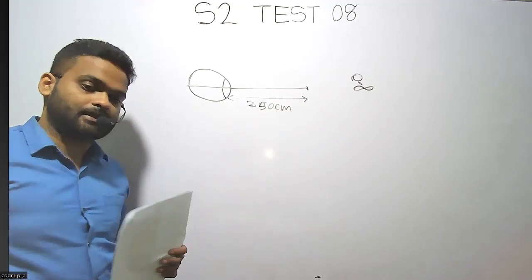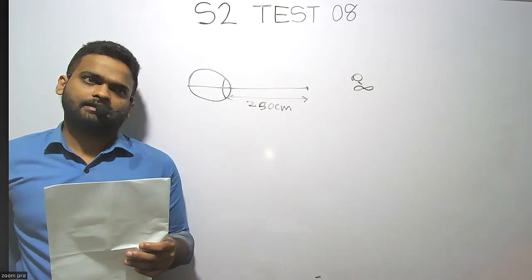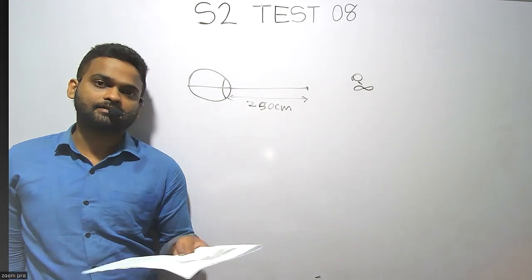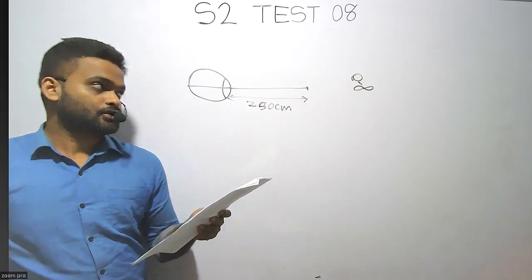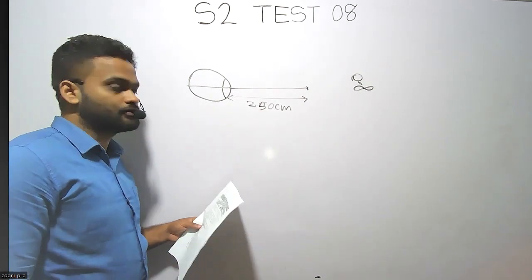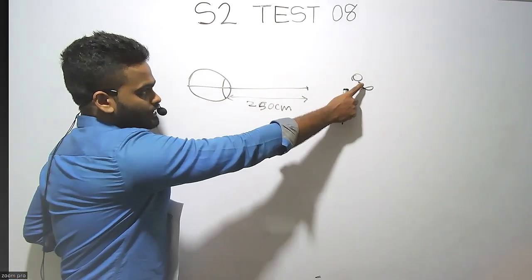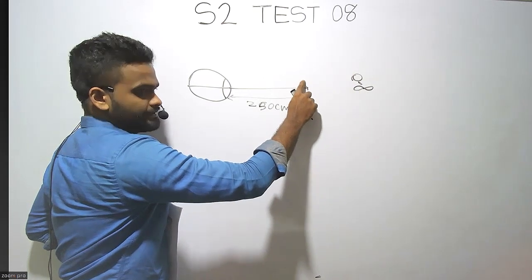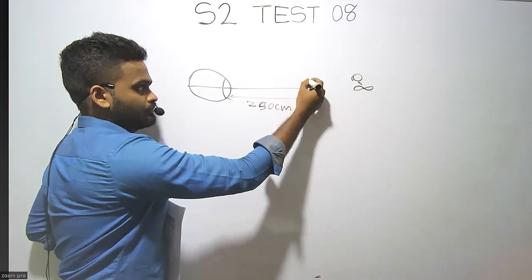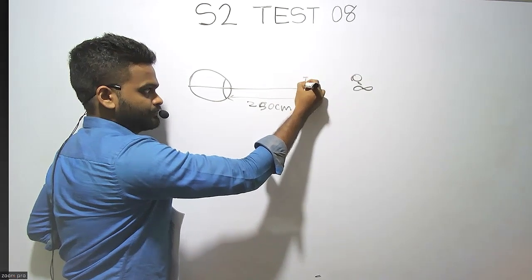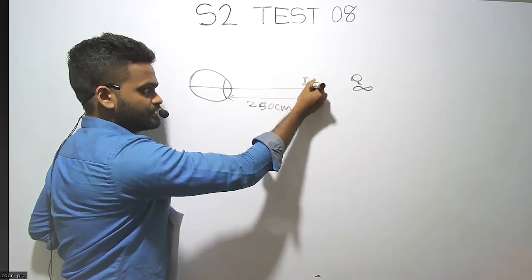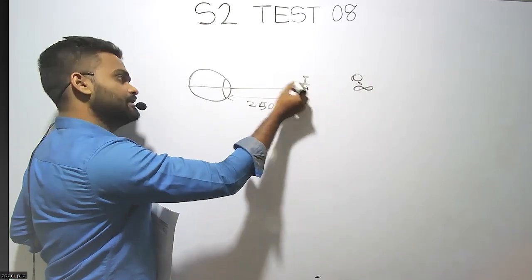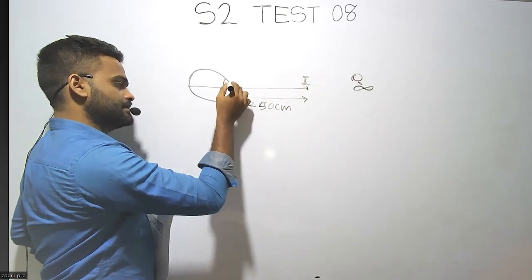So when you get a question like this, the first thing you have to understand is what should be the purpose of the additional lens. The function of the lens should be to form an image of this object here. When you form the image here, then the eye can see, right?